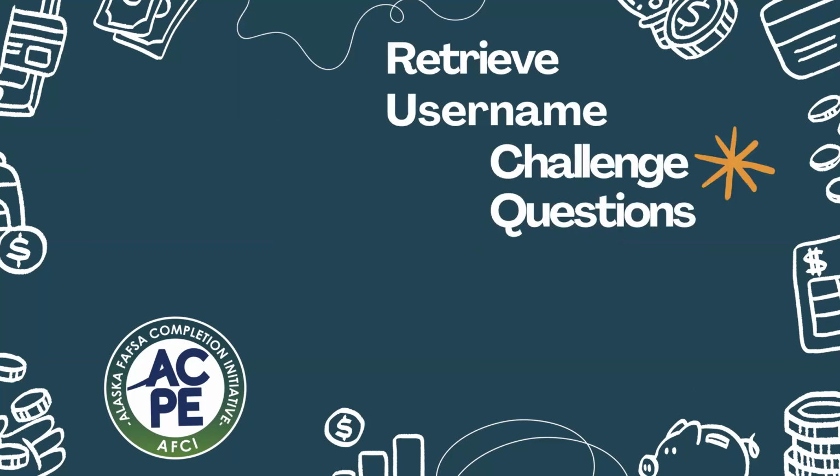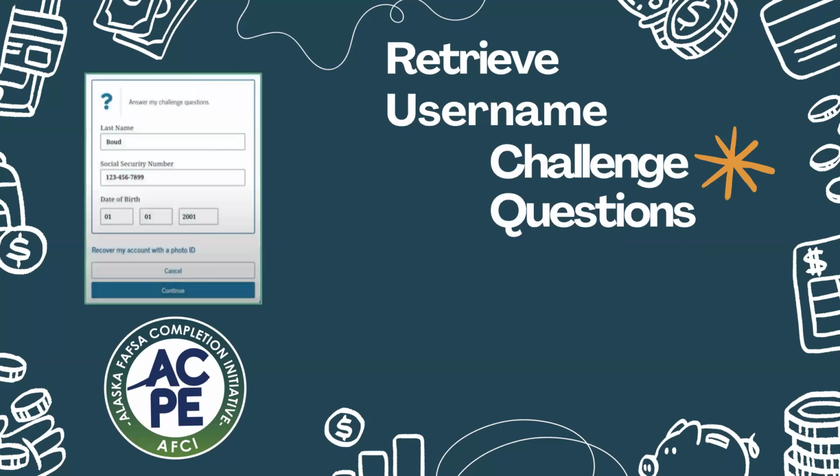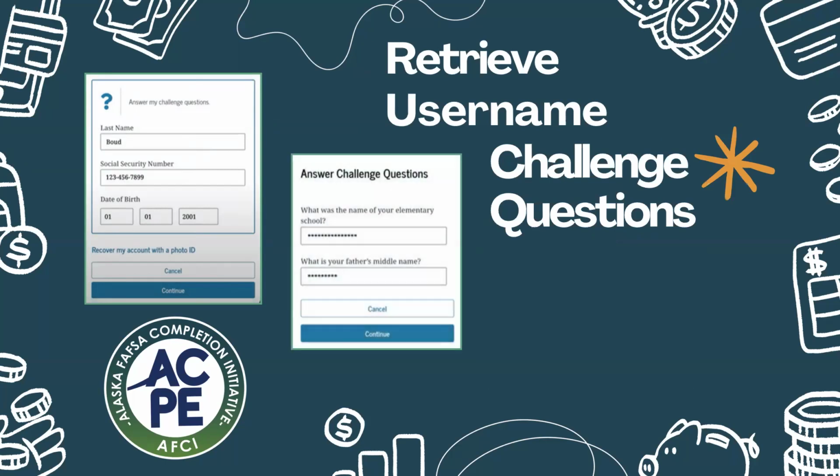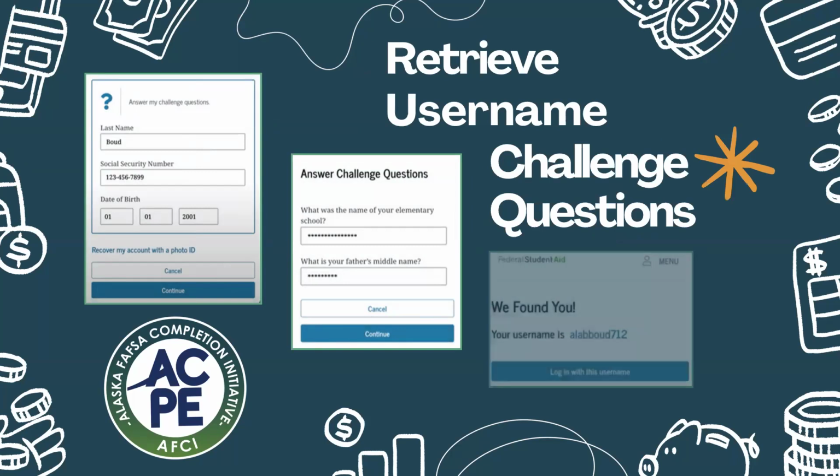Lastly, you can retrieve your username by answering 2 of the 4 challenge questions you selected when creating this account. First, enter your last name, social security number, and date of birth. Then you will be prompted to answer 2 of the challenge questions. Please note these answers are not case sensitive. Upon successfully answering the challenge questions, your username will be displayed.